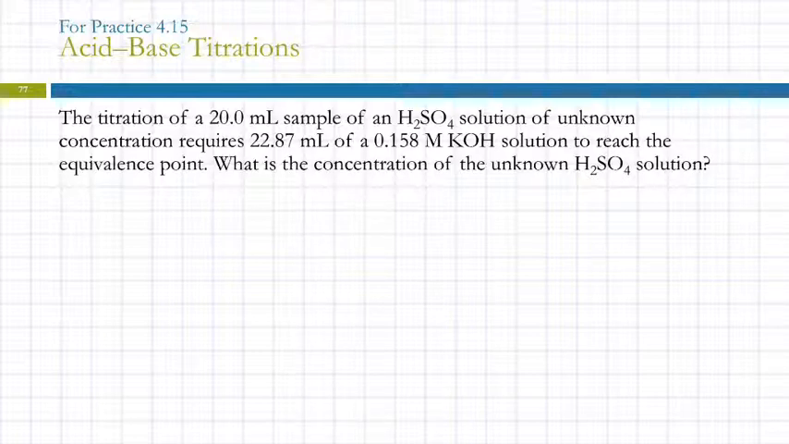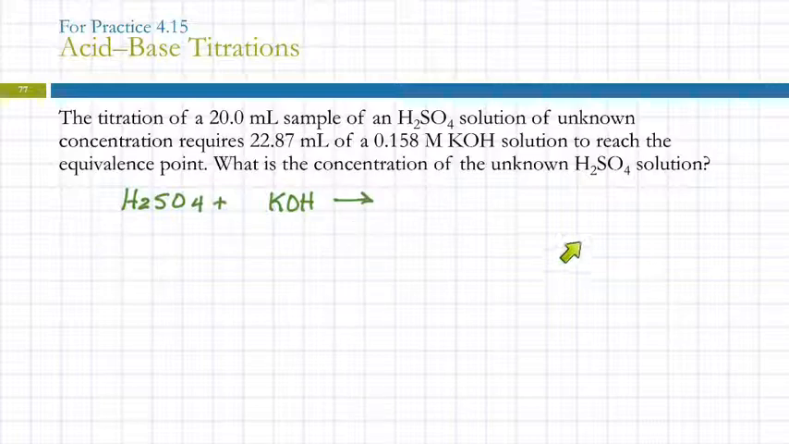The first thing we need to do, because this is stoichiometry, is write a balanced chemical equation. So we've got the formulas for the acid and the base. We've got H2SO4 and we've got KOH. We're not predicting precipitation or writing net ionic equations, so we can just leave the state symbols out of this. It makes it a little simpler.